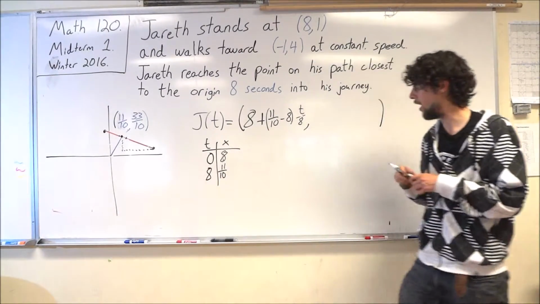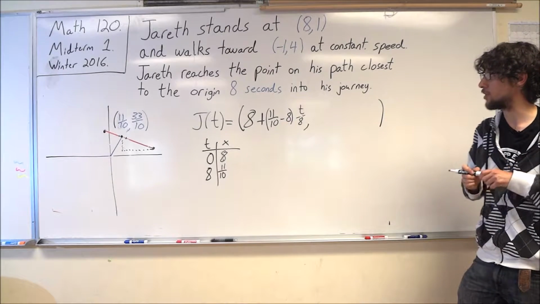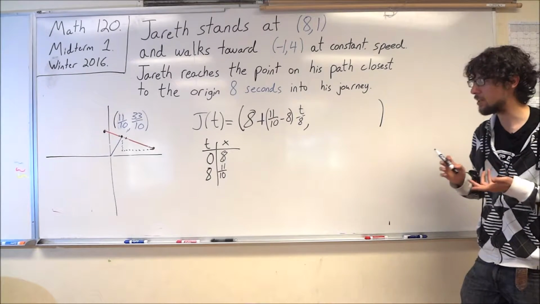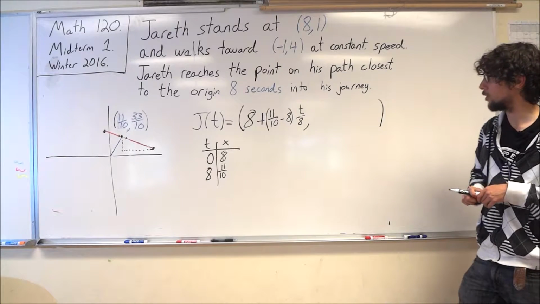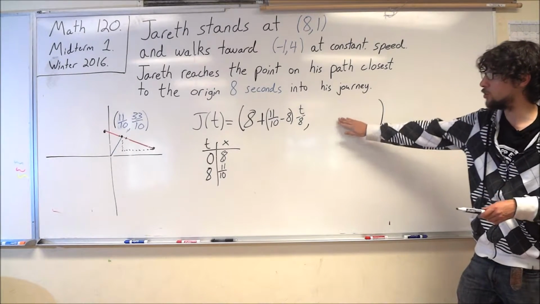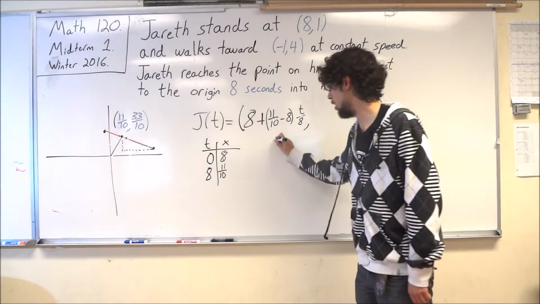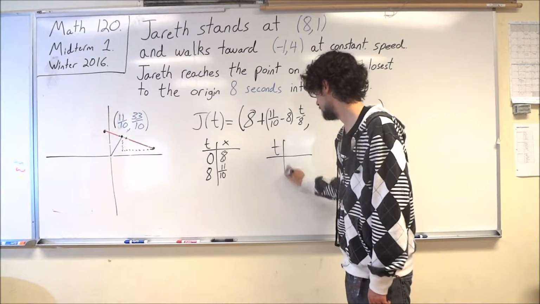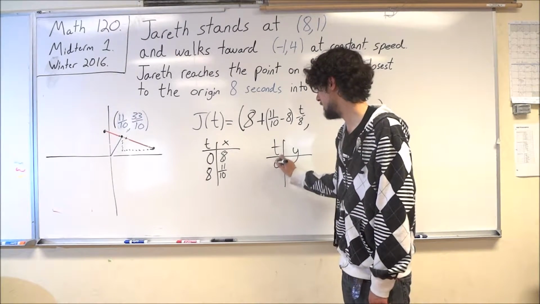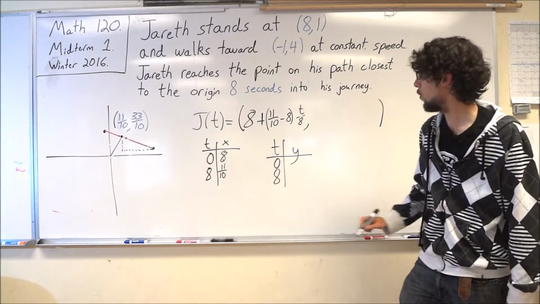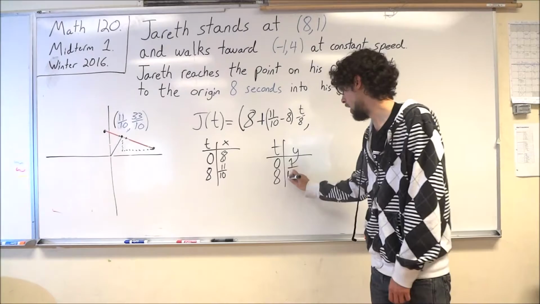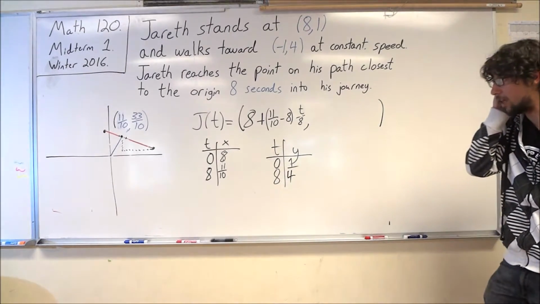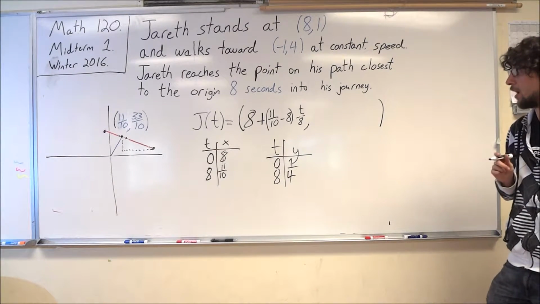Writing this kind of off the top of my head is something that comes with a little bit of experience. The first few times you do it, it's a little bit strange to do. Let's see if we can do it again here for y. I'll make another little table. When t equals 0, we have that y is 1. And when t equals 8, we have that y is 4. This is a little bit nicer to work with because I don't have to think about the fractions.